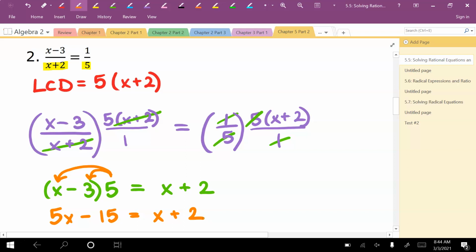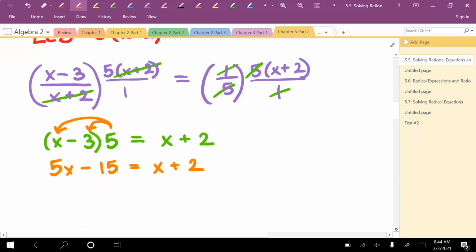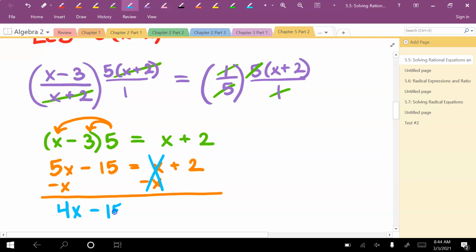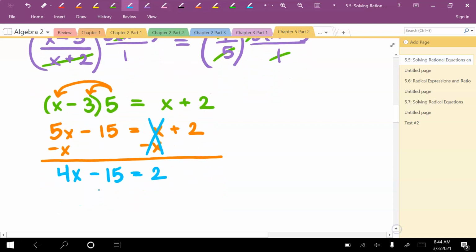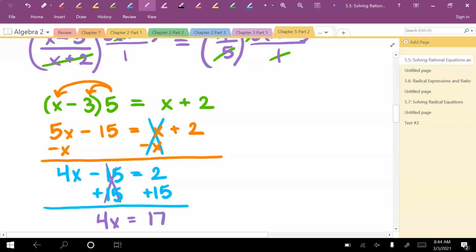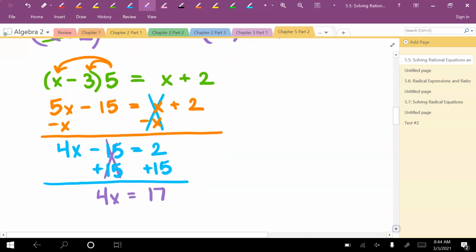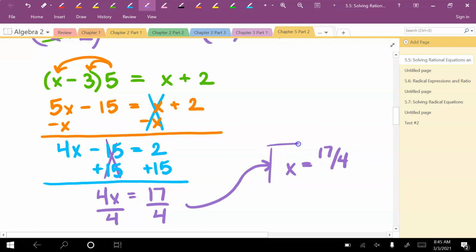What would you guys do next? So let's subtract x. So that says 4x minus 15 equals 2. Next thing would be to add 15. So I have 4x equals 17. Okay, so then I would divide both sides by 4, and it's okay if you get fractions. Just like we saw in that first one, we got a fraction. So x is going to equal 17 over 4. And I'm going to go ahead and just leave it there. I can't reduce that at all. I'm not going to worry about writing it as a mixed number. You guys can leave it improper.